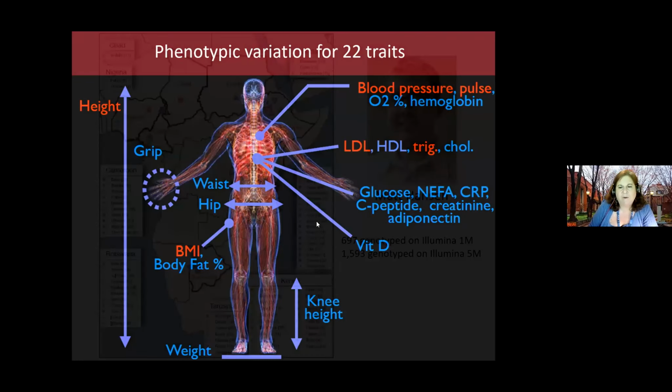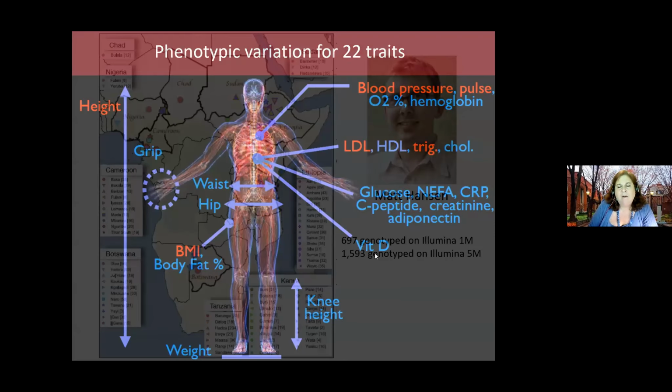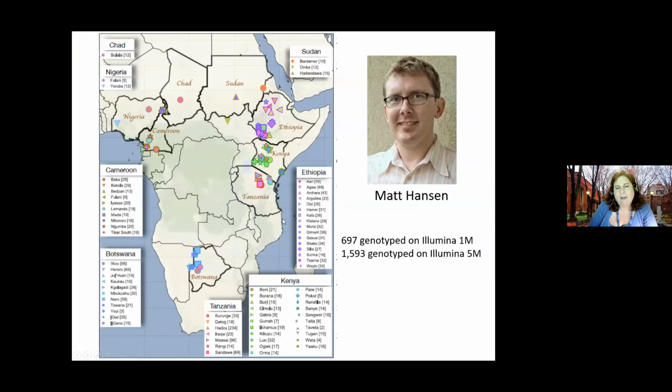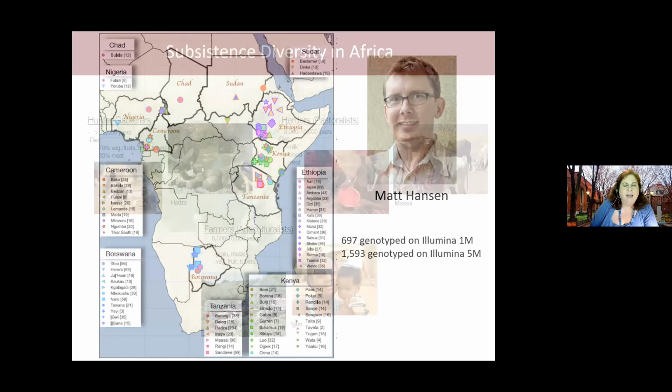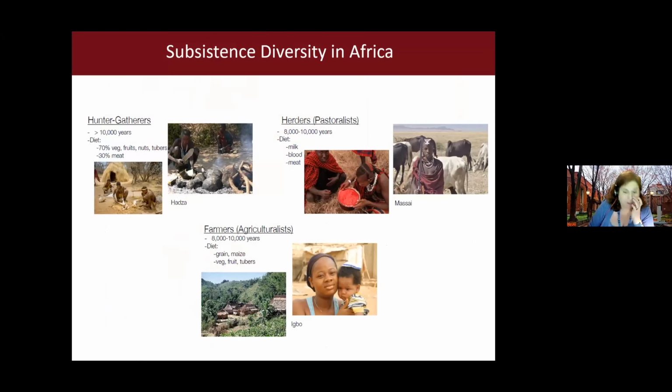And this is work done by Matt Hansen, looking at samples from mainly 3 regions, mainly Central, Western Africa, Eastern, and Southern Africa, genotyped for around 2,000 people using Illumina arrays. And these populations practice very different subsistence lifestyles.